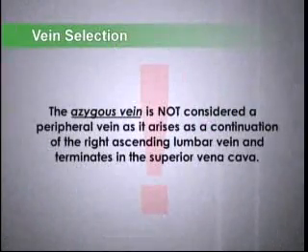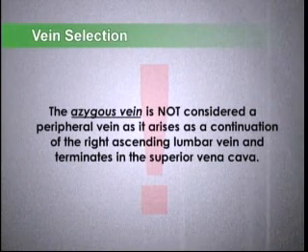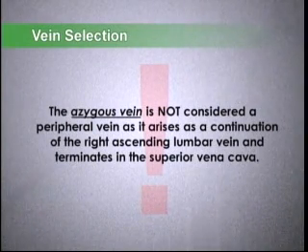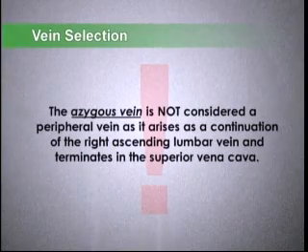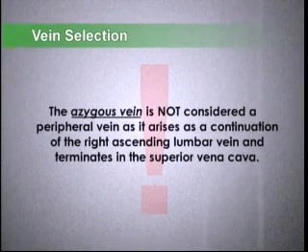The azygous vein is not considered a peripheral vein, as it arises as a continuation of the right ascending lumbar vein and terminates in the superior vena cava.